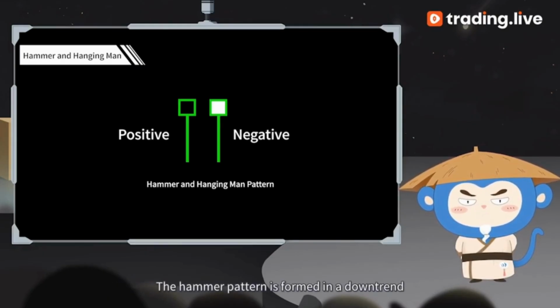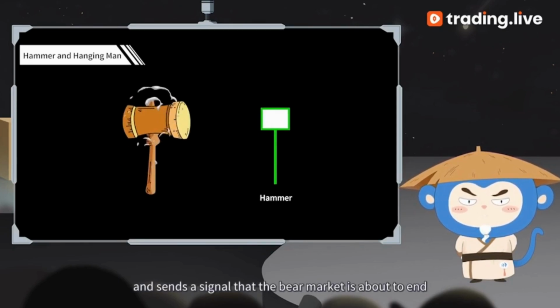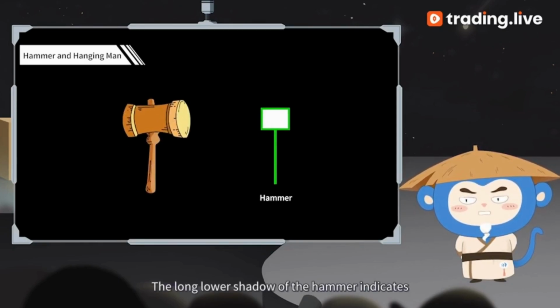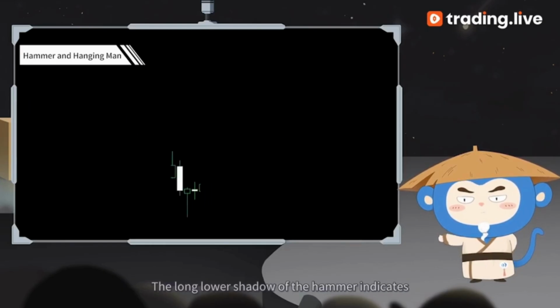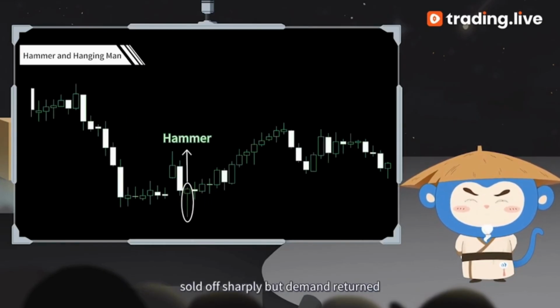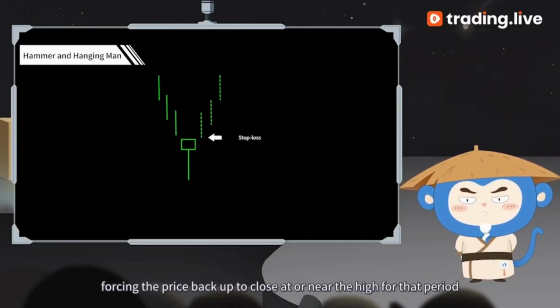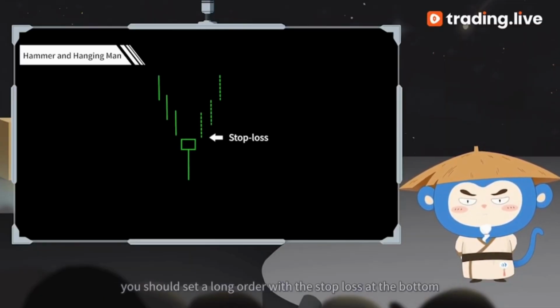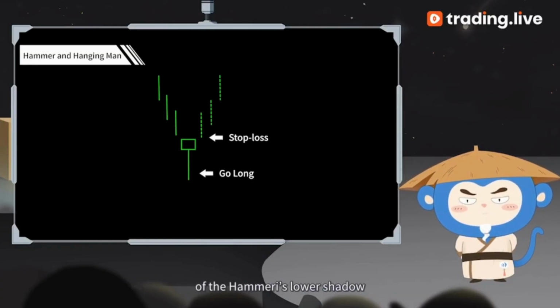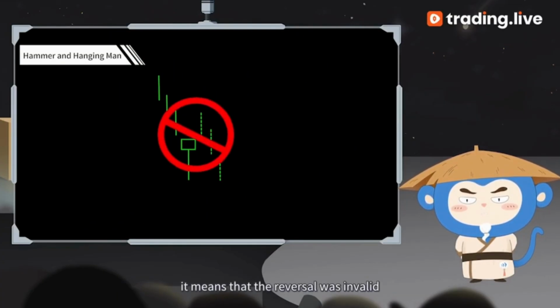The hammer pattern is formed in a downtrend. It looks like a real hammer and sends a signal that the bear market is about to end. The long lower shadow of the hammer indicates that the underlying asset sold off sharply but demand returned, forcing the price back up to close at or near the high for that period. In this case, you should set a long order with a stop loss at the bottom of the hammer's lower shadow. If the price falls through the stop loss, it means that the reversal was invalid.